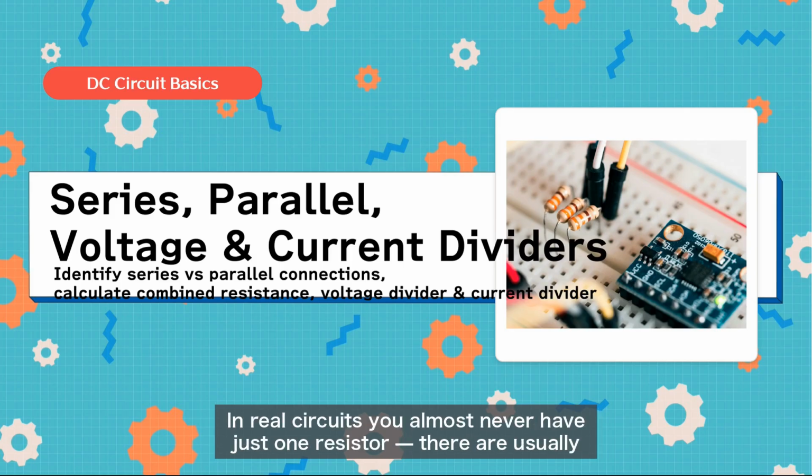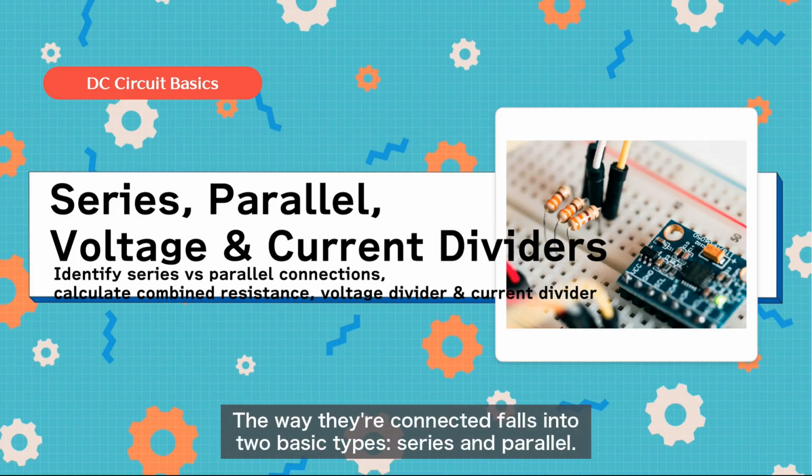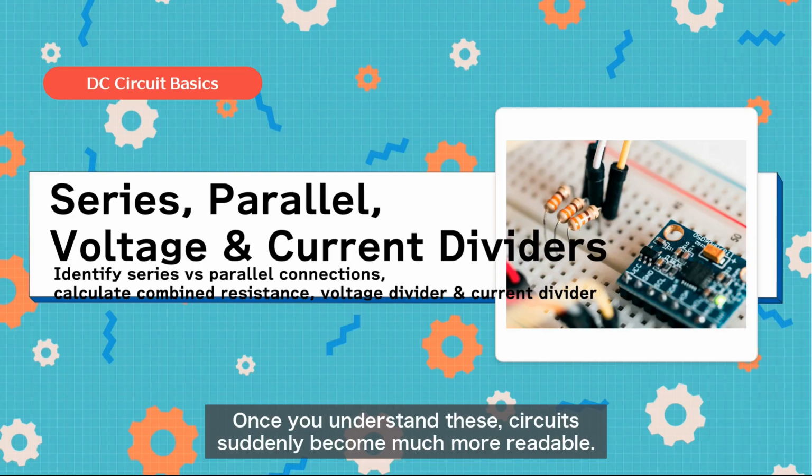In real circuits, you almost never have just one resistor. There are usually several connected together. The way they're connected falls into two basic types, series and parallel. Once you understand these, circuits suddenly become much more readable.